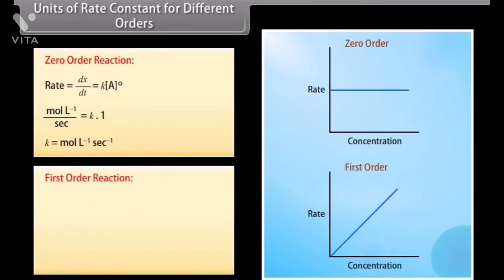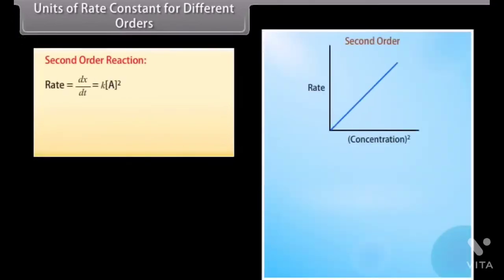First-order reaction. Rate is equal to dx by dt, which is equal to the product of K and A raised to the power 1. Thus, the unit of rate constant for first-order reaction is per second. Second-order reaction. Rate is equal to dx by dt, which is equal to the product of K and A raised to the power 2. Thus, the units of rate constant for second-order reaction are liter per mole per second.